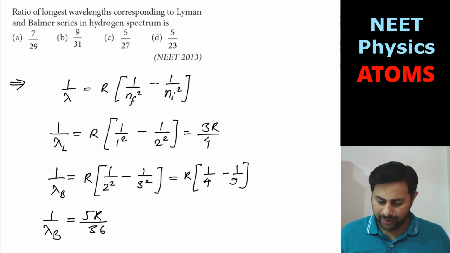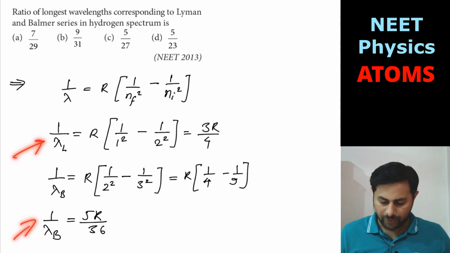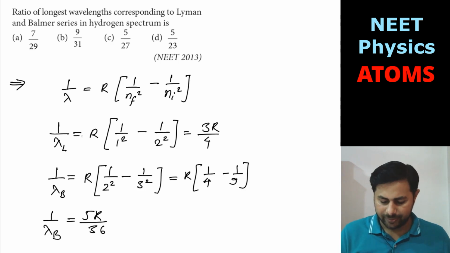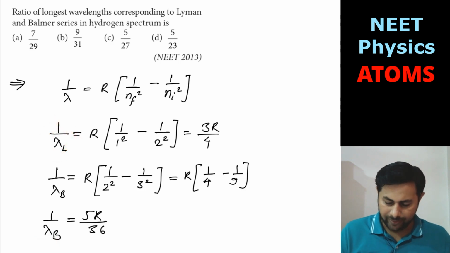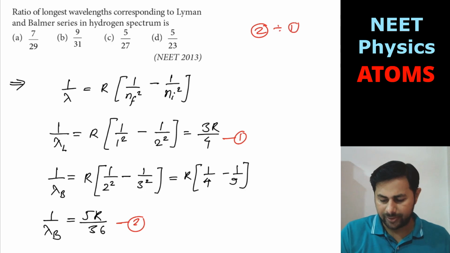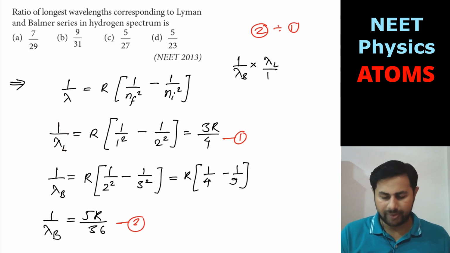And then you want this one divided by this one, right? The ratio of this one to this one. So what we'll do, we will divide this equation by this equation. Divide 2 by 1. 2 by 1 will give you what? 1 by lambda B on the left hand side, and dividing by this one is multiplying by its reciprocal. So it is lambda L by 1.